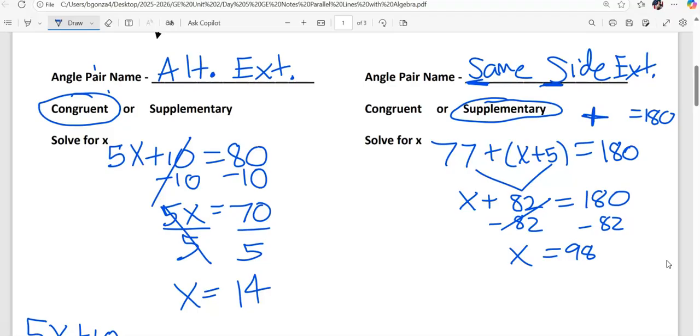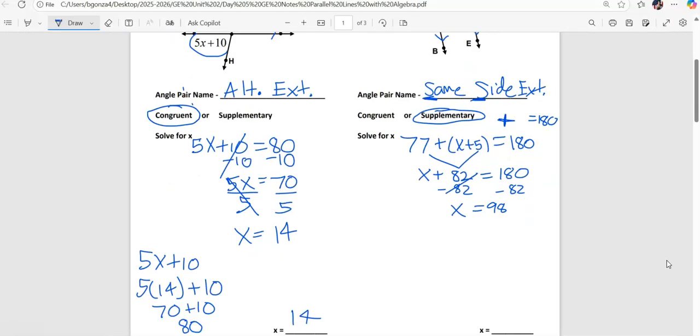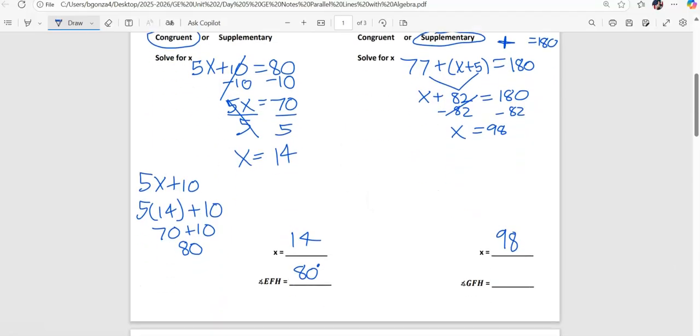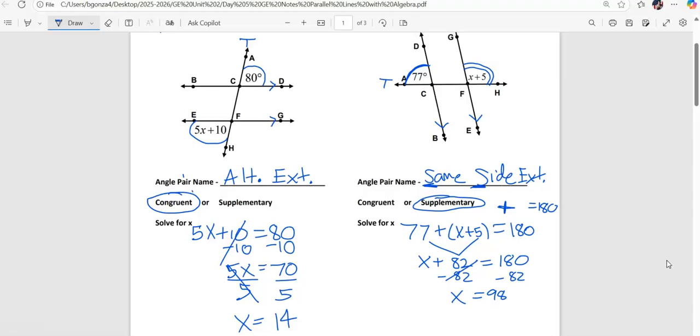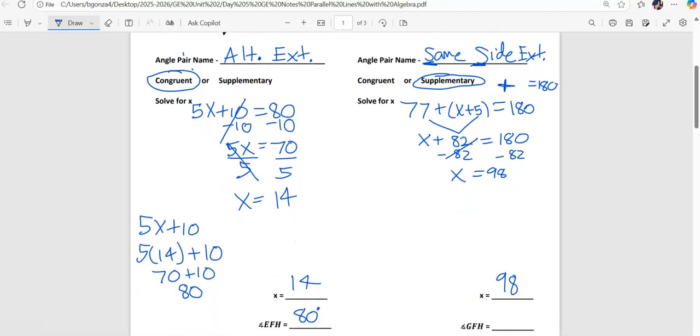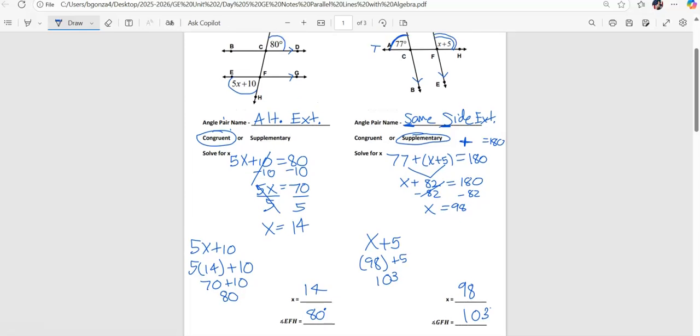Y'all ready? X is 98. You can put it at the bottom. But that ain't it because we're trying to find what? G of H. From G to F to H is x plus 5. Well, if x is 98, add 5 and you get 103 degrees. Okay?